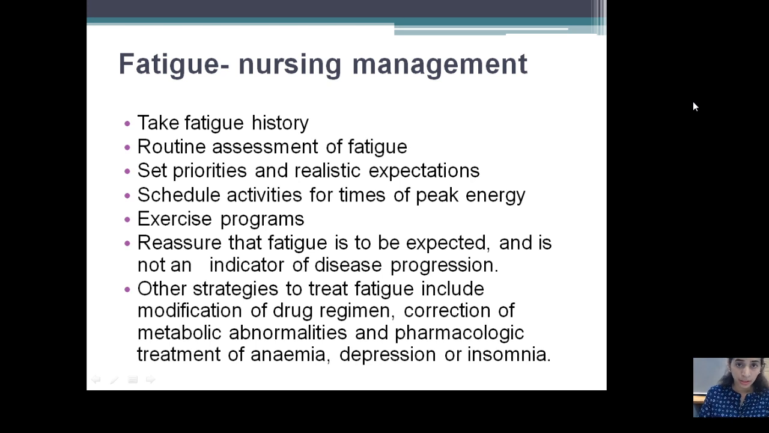For fatigue, the nursing management will be, we have to take the fatigue history. Routine assessment of fatigue should be done, set priorities and realistic expectations, schedule activities for times of peak energy, and initiate exercise programs. Reassure that fatigue is to be expected and it is not an indicator of disease progression. Other strategies to treat fatigue include modification of drug regime, correction of metabolic abnormalities and pharmacological treatment of anemia, depression or insomnia.